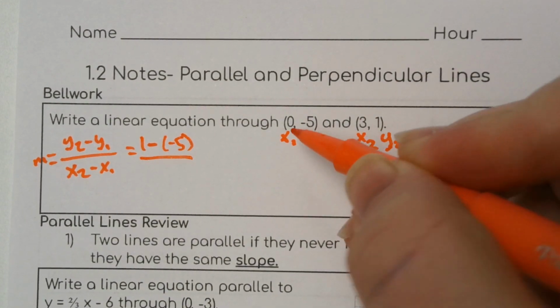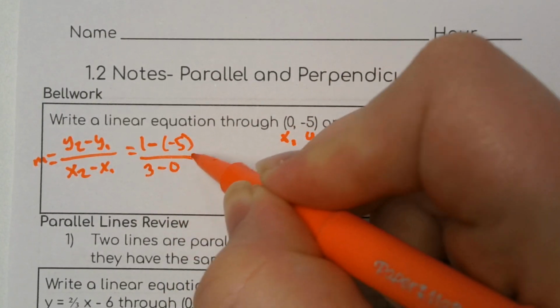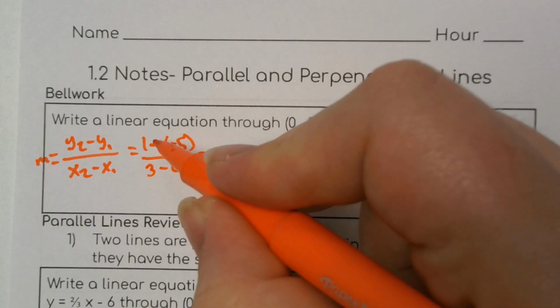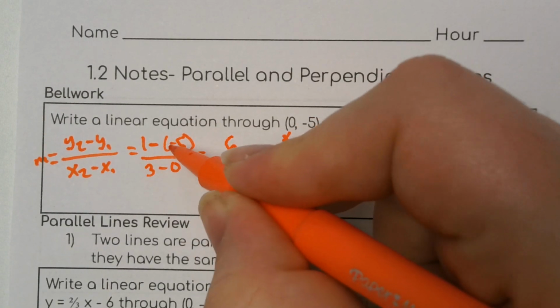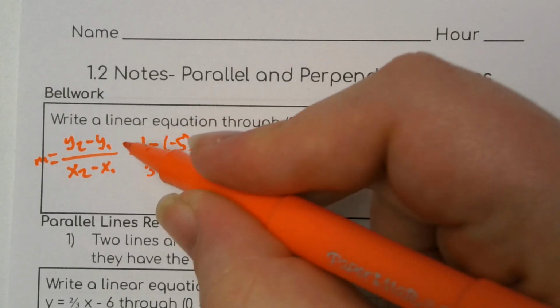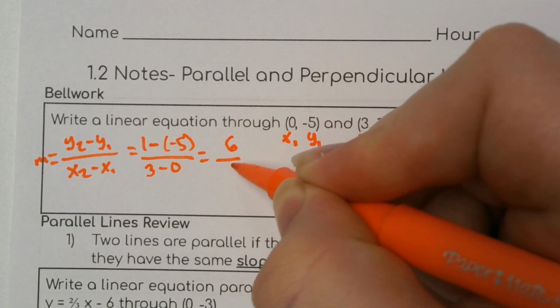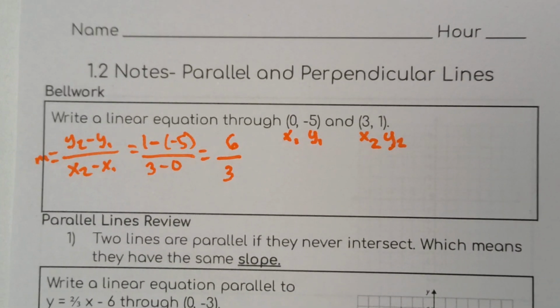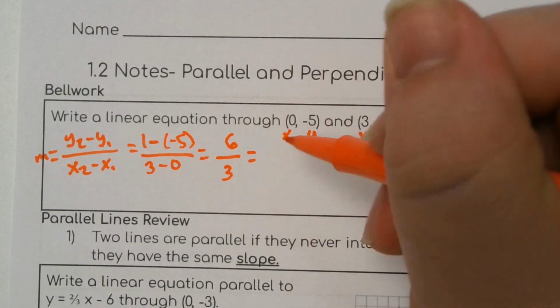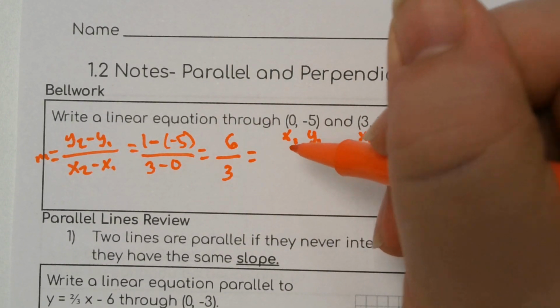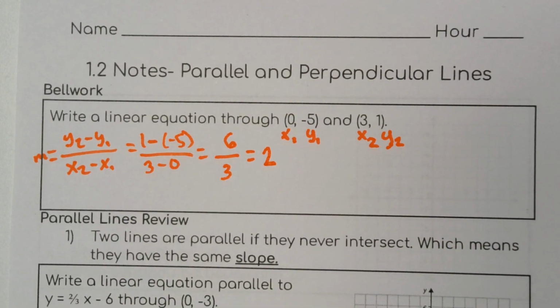So if we plug those numbers in, we should have gotten 1 minus negative 5 over 3 minus 0, which would be 1 minus negative was actually adding, right? So it would be 1 plus 5 is 6 over 3. Can we reduce that? Yes. To what? Crushing it over there today.